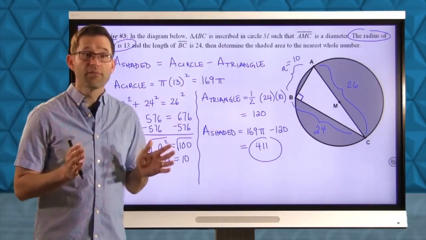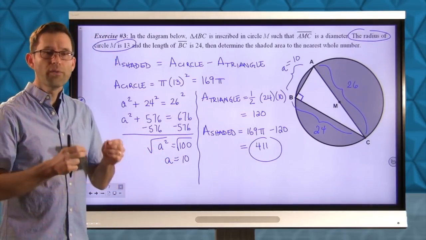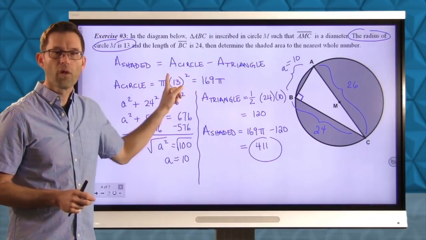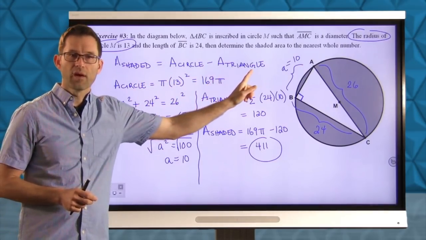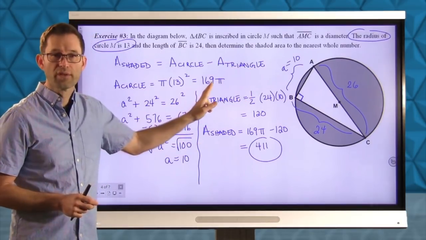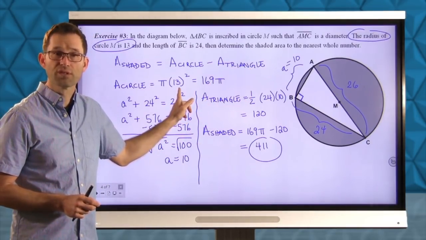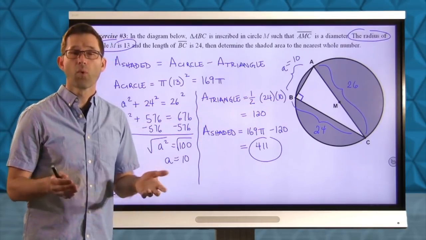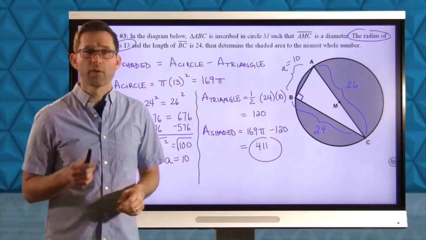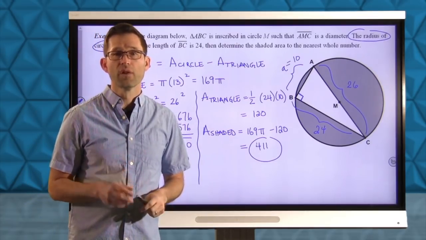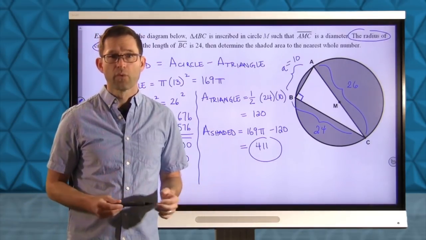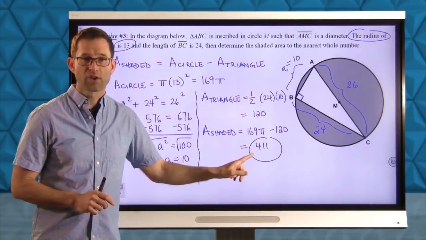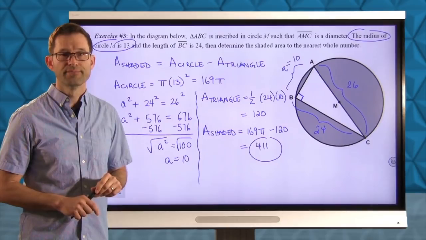A long and involved problem, right? Hopefully the strategy makes sense. We calculate that shaded area by taking the overall area of the circle and subtracting the area of the triangle. Finding the area of the circle is relatively easy because we had the radius of 13, so 169 pi. Finding the area of the triangle, ironically, is more difficult because we have to use the Pythagorean theorem first to find one of the legs of that right triangle. And we have to recognize it's a right triangle in the first place. But once we have it all, we can do the subtraction and be left with a final answer.